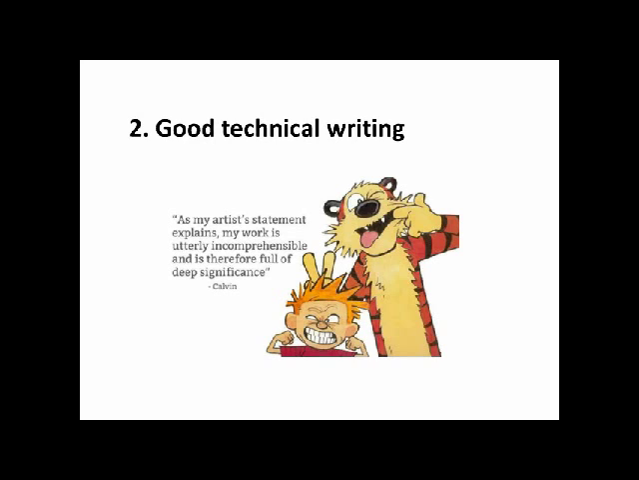This picture is one that I came across, which I found quite interesting, which is Calvin, of Calvin and Hobbes. And as you see, the quotation reads, "As my artist's statement explains, my work is utterly incomprehensible and is therefore full of deep significance." Now, I just draw that to your attention because it's just one thing for us to keep in mind. When we write in technical writing and factual writing, we're aiming to really write in a clear, concise way whereby people can understand what we're talking about.